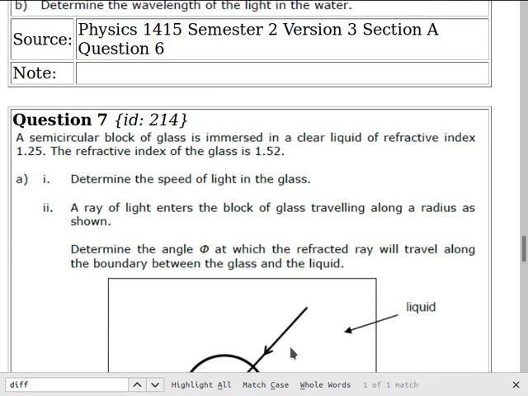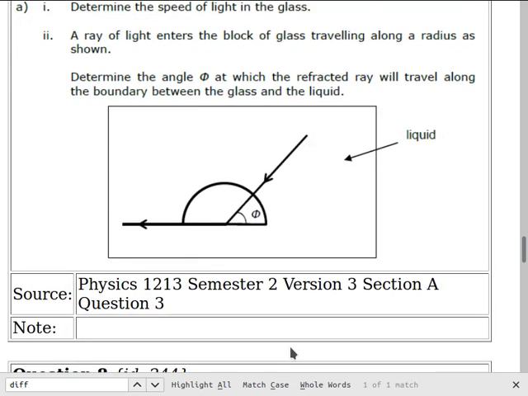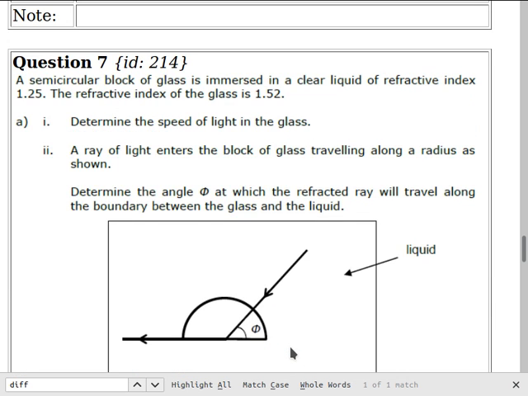Let's try it. A semicircular block of glass is immersed in a clear liquid. This liquid has an index of 1.25 and the glass is 1.52. Determine the speed of light in the glass. Right, calculate that for me and tell me what you get for part 1 here.